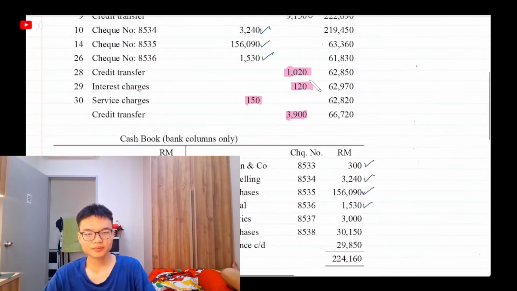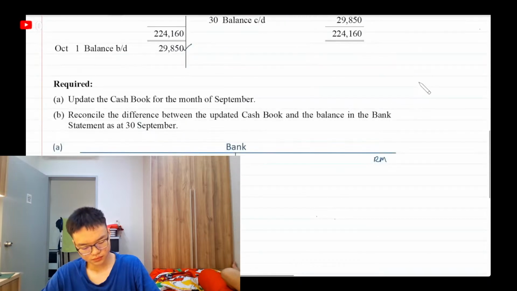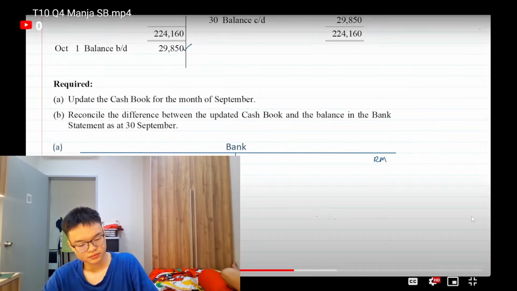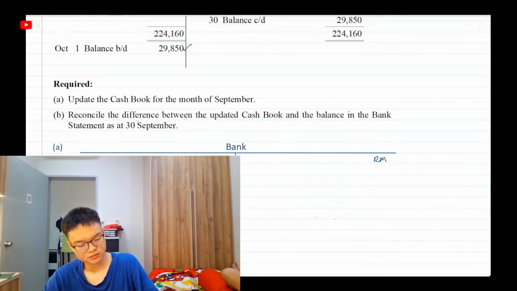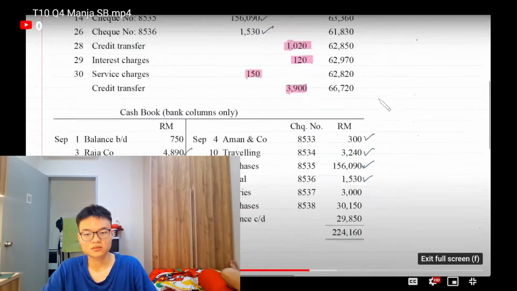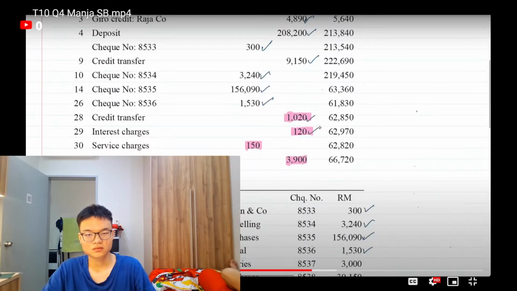Okay, the first item is you're going to record 3 receipts of money. So you copy down this one into your cash book. First one is credit transfer. Next one is interest received, 120 ringgit. Then you have another credit transfer, 3,900 ringgit. Now, after you have entered into your cash book, please tick them off in your bank statement.